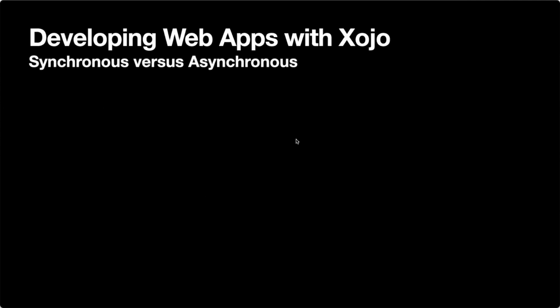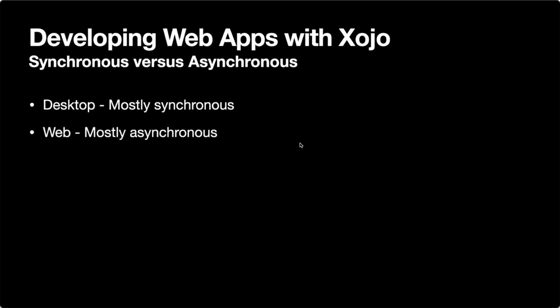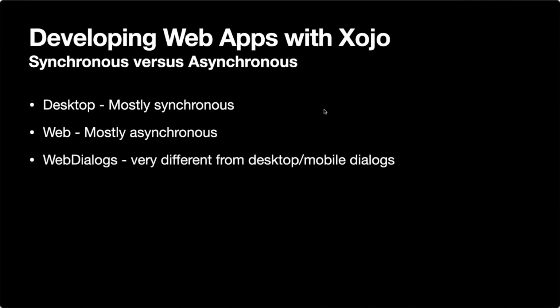Now, let's talk about synchronous versus asynchronous. So the desktop is basically synchronous. I mean, it's asynchronous to a degree in that it's event-driven. But for example, when you display a modal dialog in a desktop app, your code pretty much stops at that point and waits for the user to finish in the dialog and then continues. But a web app is pretty much asynchronous. And this is especially important when it comes to dialogs.